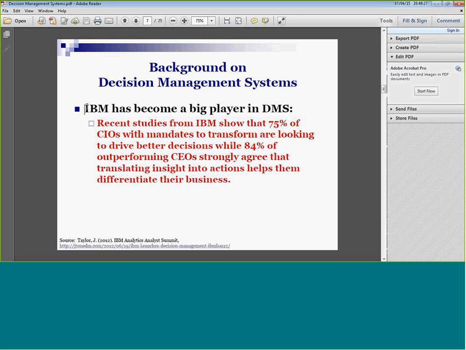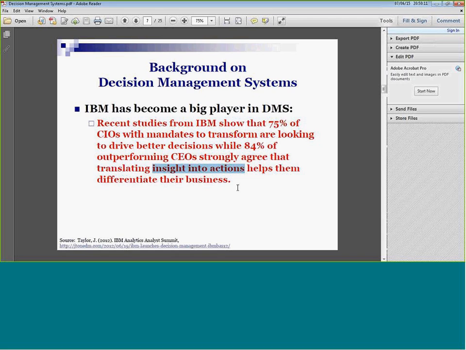Now, one of the key articles, I think, is to read this several-part synopsis by Mr. Taylor from the IBM Analytics Summit that he attended, because IBM has decided to cast their lot with the world of decision management, okay? They said, this is a survey, or their report actually, 75% of CEOs with mandates to transform are looking to drive better decisions. Again, it all comes down to decision making.